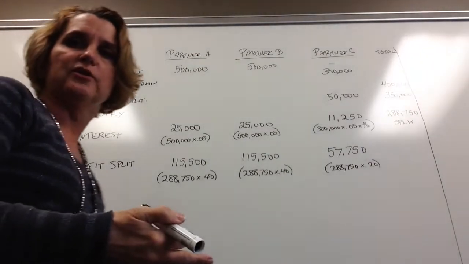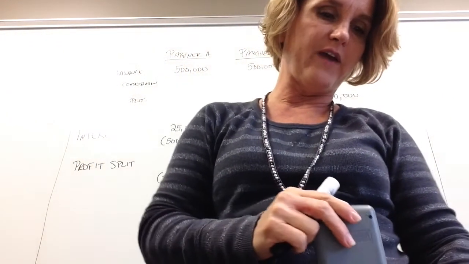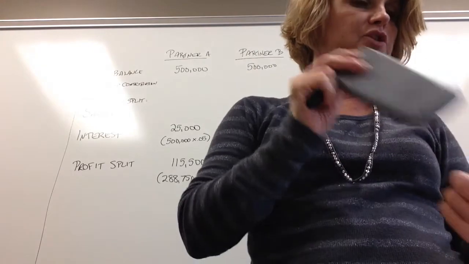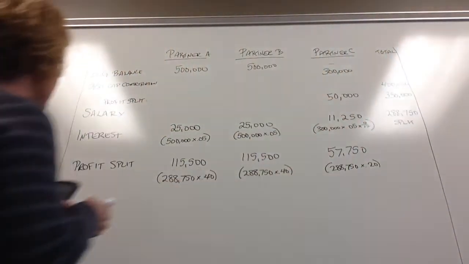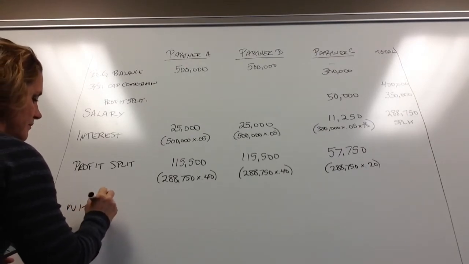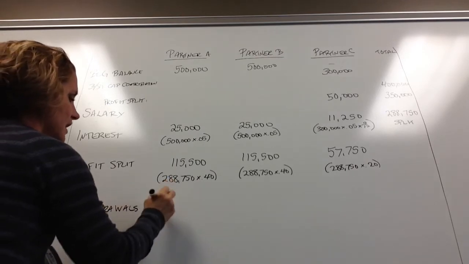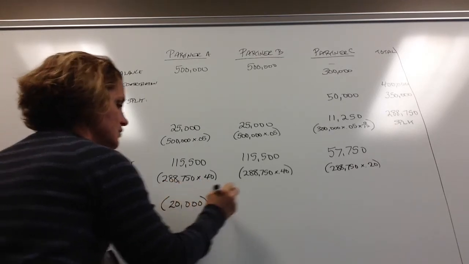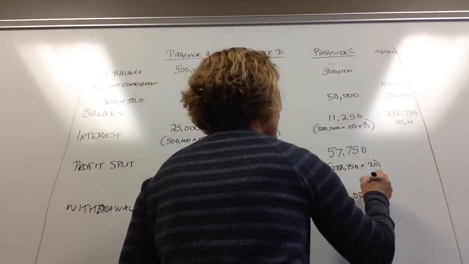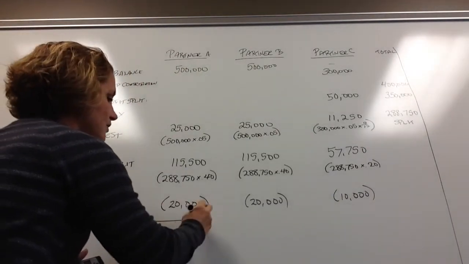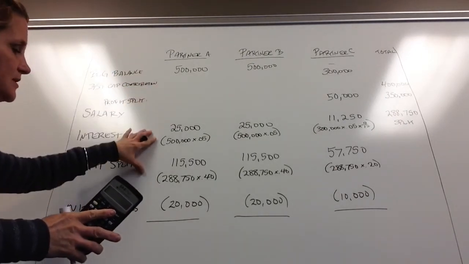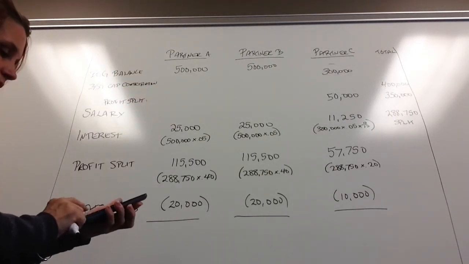Okay, again, we're trying to get to what their ending balances are, so we're going to factor in the withdrawals. The next part of the problem tells us that the partners withdrew $20,000, $20,000, and $10,000. So then we subtract those out, again, because it's money that they're pulling out. So $20,000 to partner A, $20,000 to partner B, and then $10,000 to partner C. Then once we have all those in, we can total it up for our ending balance. So we've got our beginning balance plus our profit split minus our withdrawals.